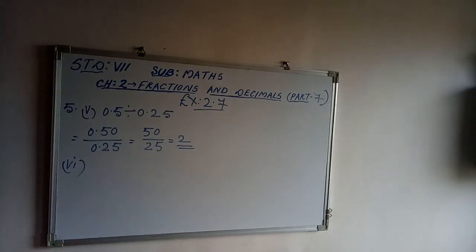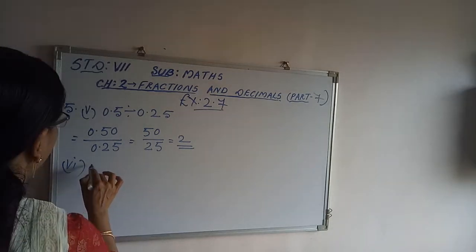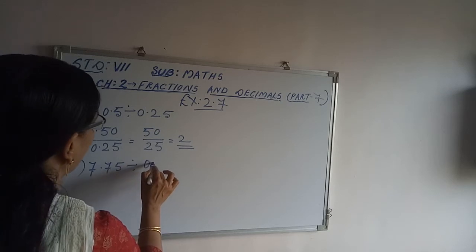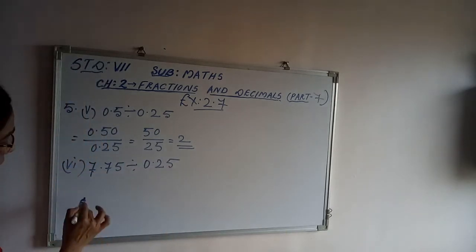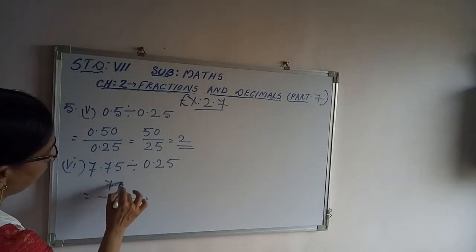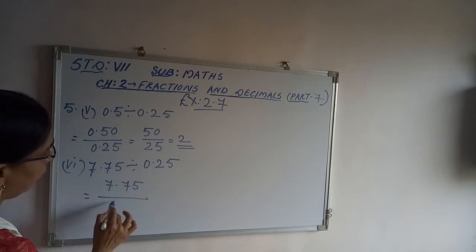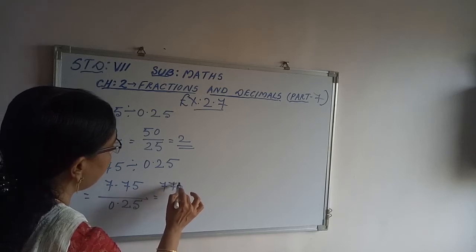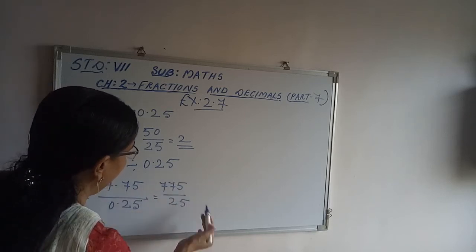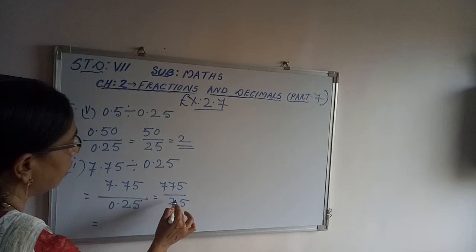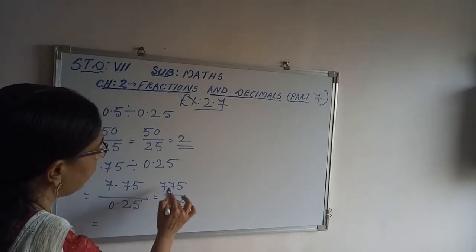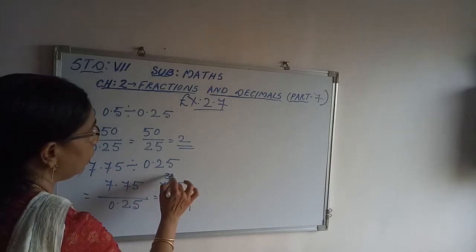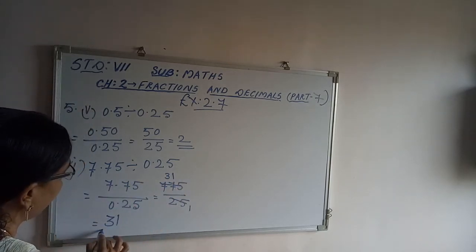Sixth one. 7.75 divided by 0.25. Here dividend and divisor decimal places are equal. That's equal to 775 upon 25. The answer you will get: 25 ones are 25, 25 threes are 75, then 2 ones. So the answer is 31. Okay.